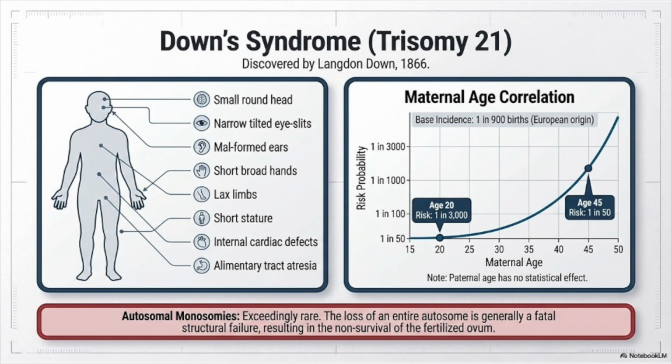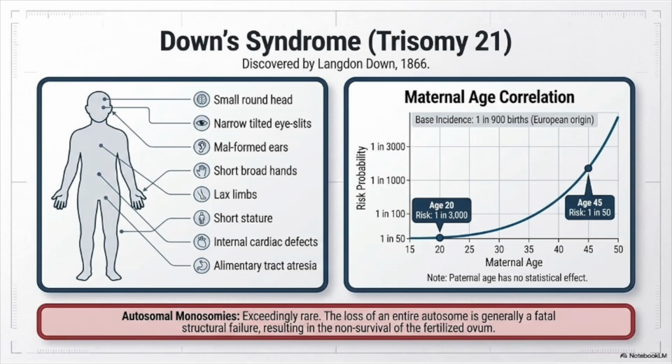There is a strong correlation with maternal age. At age 20, the risk is about 1 in 3000, but by age 45, the risk rises sharply to about 1 in 50. Interestingly, paternal age has no statistical effect on this risk.